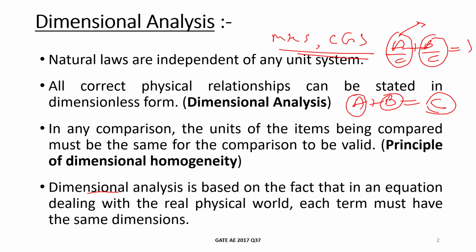In any comparison, the units of the items we compare must be the same for the comparison to be valid. If we want to compare the A, B and C terms, the units should be the same and they should be written in the same type of unit system. Dimensional analysis is based on the fact that in an equation dealing with the real physical world, each term must have the same dimension. So each term will have the same dimension, only then the equation will be valid.